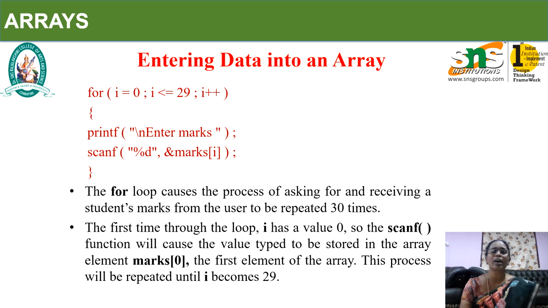If the first mark is 20, then marks[0] is equal to 20. Using a for loop is a better way of accessing the array than using a while loop. The first time through the loop, i has the value 0, so the scan function will cause the value typed to be stored in the array element marks[0], that is, the first element of marks.